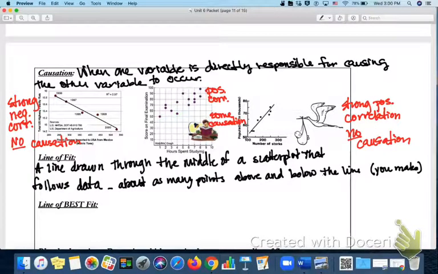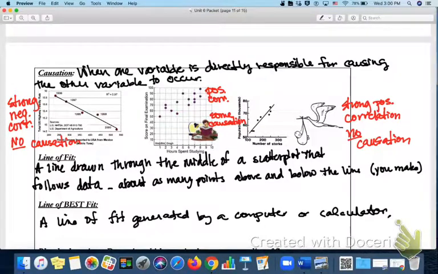A line of best fit, as you can see from a few of the examples above, is a line drawn through the middle of a scatter plot that follows the data. There should be about as many points above the line as there are below the line. And this is a line that you're just going to draw yourself. You might use a straight edge or something, but you actually create and come up with that line. A line of best fit is a line that is going to be generated by a computer or a calculator.